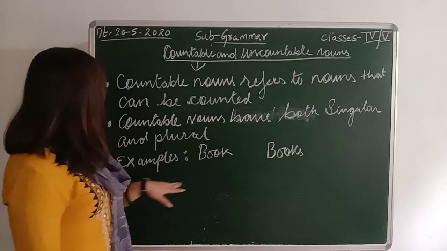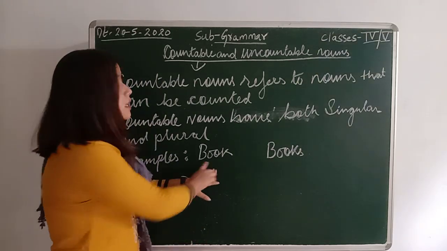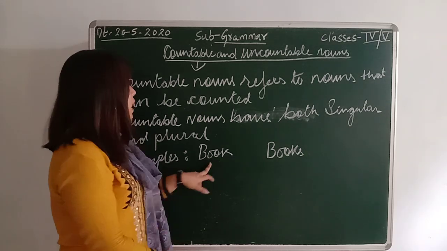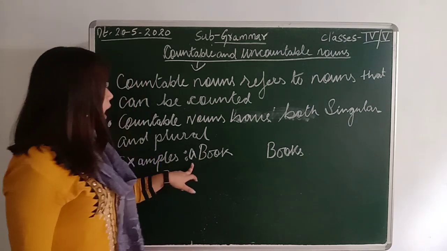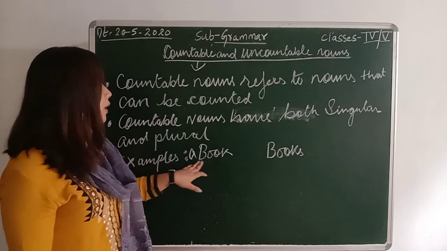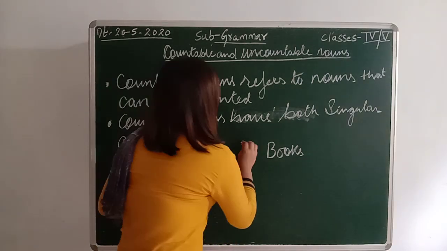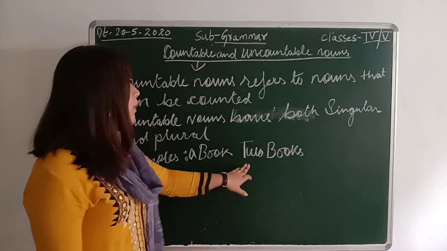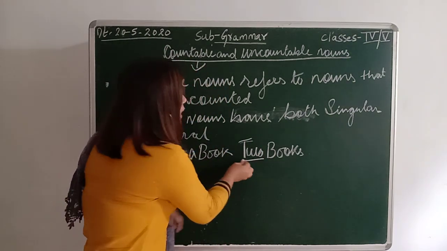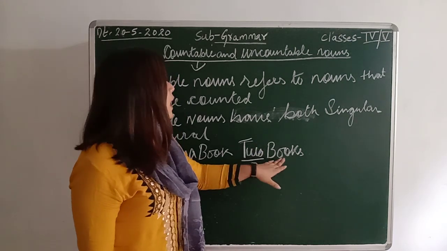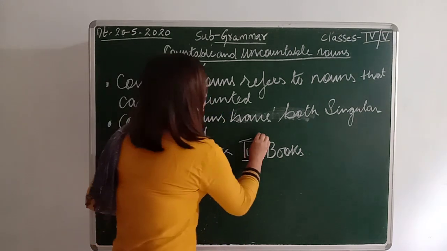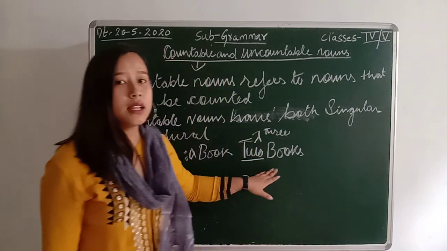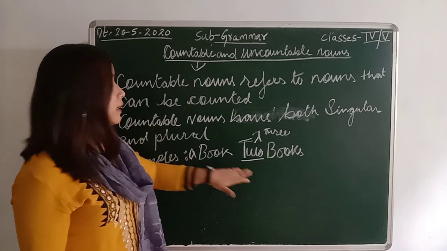So book, we can count book. It is in a singular form. Book is in a singular form, so we can count a book. A book. And books, 2 books, 3 books, 4 books. So we can use a definite number in this countable noun. So we can use 2, 3. A definite number is used in a countable noun.